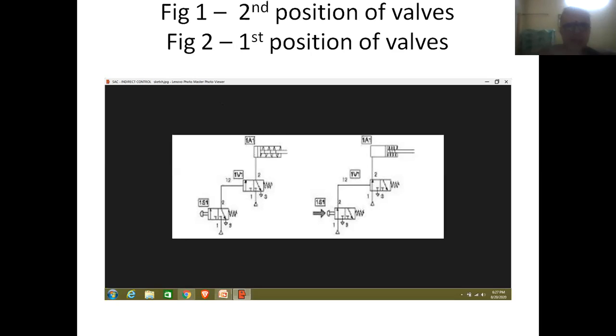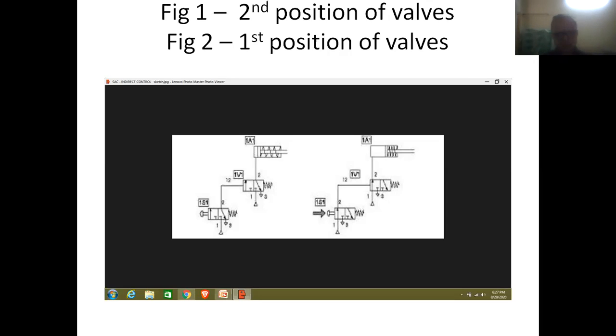And friends, we can see the positions of these two valves, the pilot valve and DC valve. In the first phase of operation, both the valves will be in first position as shown in the second figure. That is used for performing the forward stroke of the piston. And in the second phase of operation, both the valves will be in second position as shown in the first figure. That is used for performing the return stroke of the piston.